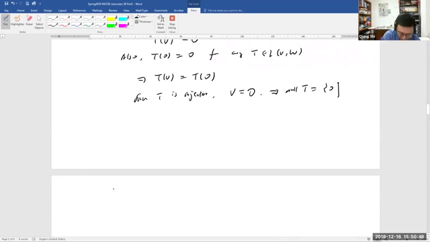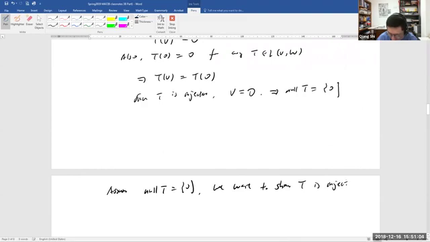Now let's do the other direction. I think this other direction is more interesting. We're going to assume null T only has 0, and we want to show T is injective.